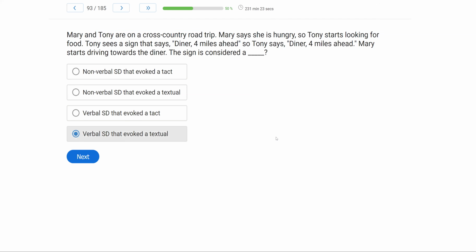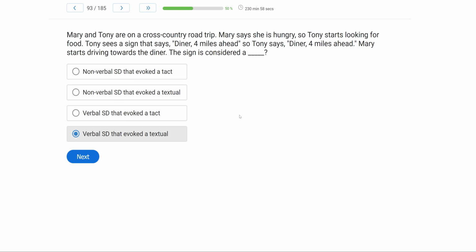So simply knowing what's a verbal stimulus versus a nonverbal stimulus and what evokes verbal behavior, we've eliminated A, B, and C and gotten D without even really worrying about what Tony said. Now, it is a textual, right? It's got point-to-point correspondence with the verbal SD, but we didn't need to know that. We didn't need to get that far.